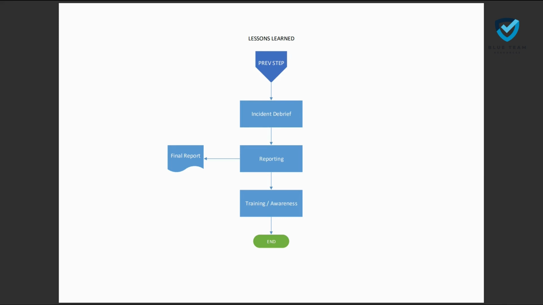Next comes reporting. A comprehensive report is prepared, detailing everything about the incident: what happened, how it happened, the response steps taken, the impact, the costs, and the corrective measures implemented.